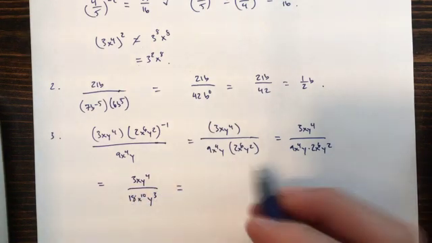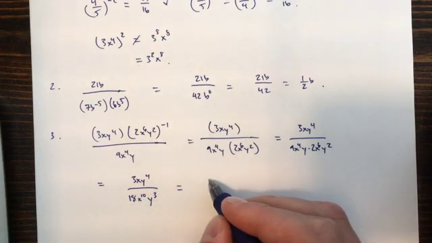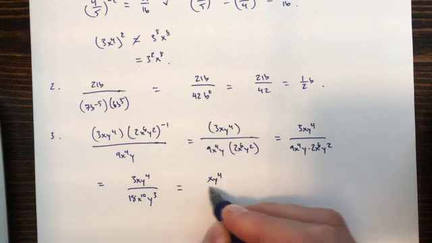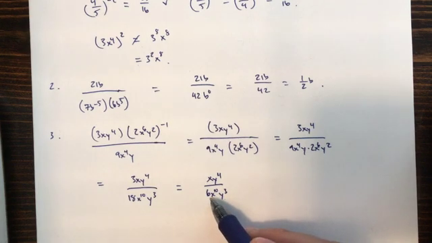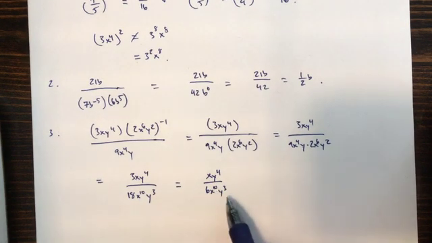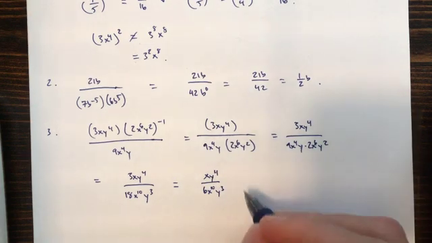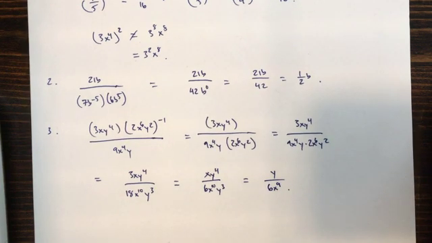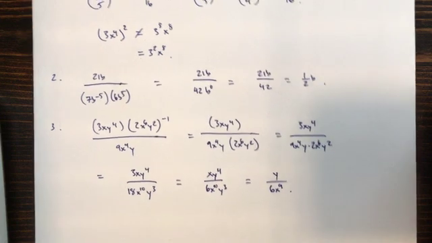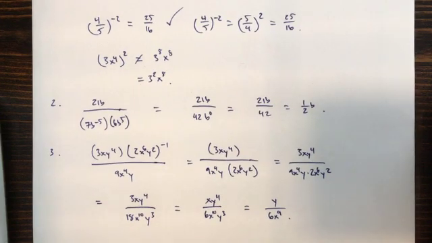Now 3 over 18 is 1 over 6, so I can write it as x y to the 4th over 6x to the 10th y cubed. And since I have 10 x's being multiplied here and 1 up top, I should end up with 9 in the denominator. And if I divide 3 of the y's, I should have 1 y left. So that should be y divided by 6x to the 9th. Okay, so these are a couple problems involving integer exponents.